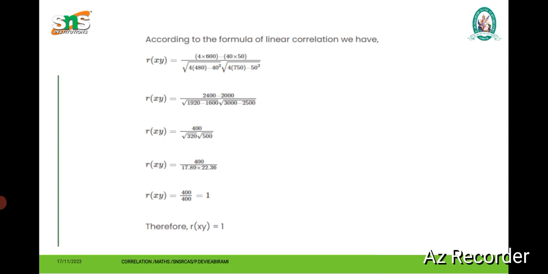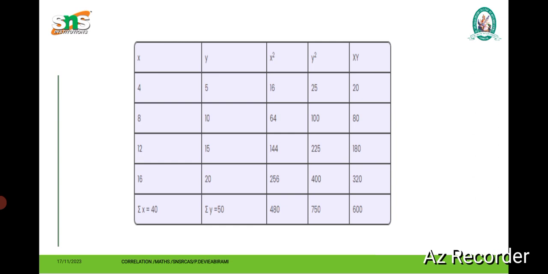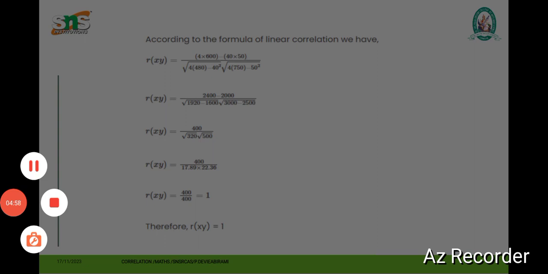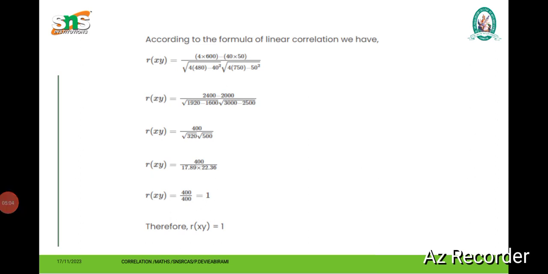The square root of 320 is 17.89 and the square root of 500 is 22.36. If we multiply in the denominator, we will get the denominator value as 400. If we divide 400 by 400, we will get the answer as 1. What I have already said, that both x and y variables are increasing, therefore my correlation will also be a positive correlation. So here my answer is positive 1. Therefore, the given correlation is a positive correlation. Therefore, r of x comma y is equal to 1. It is a positive correlation.